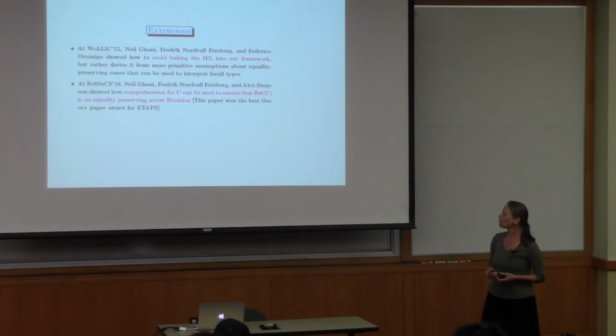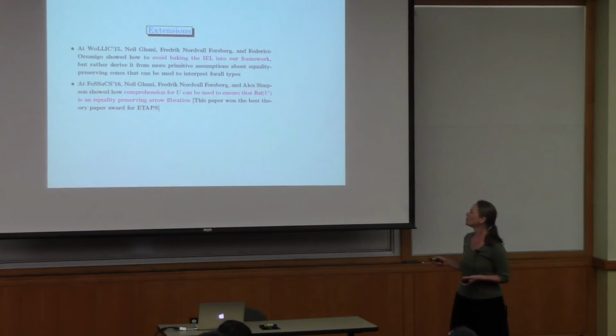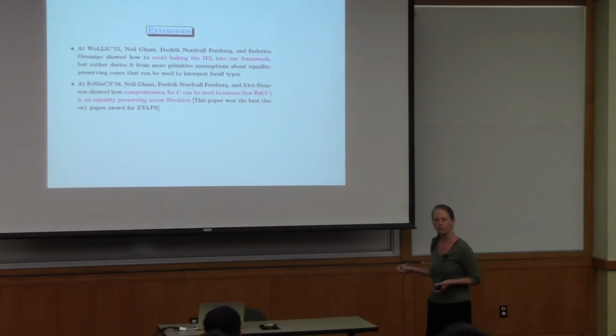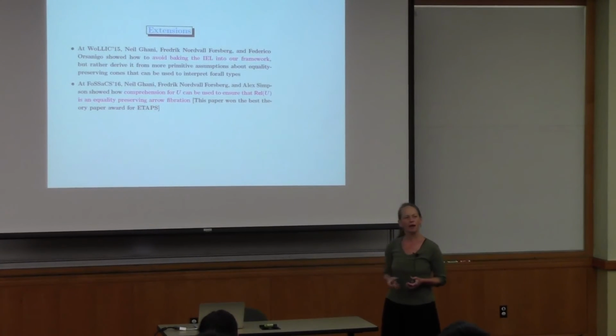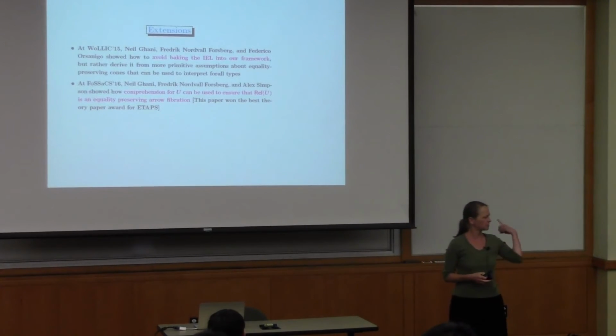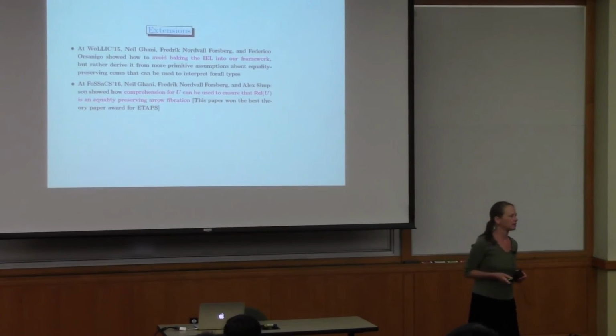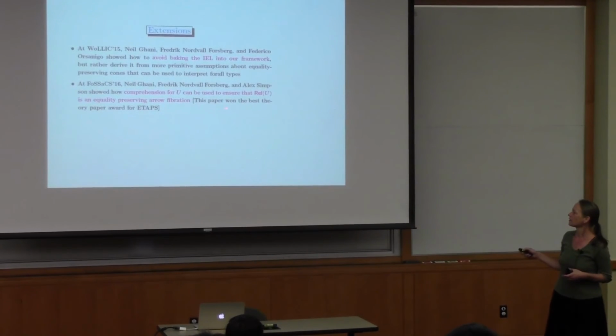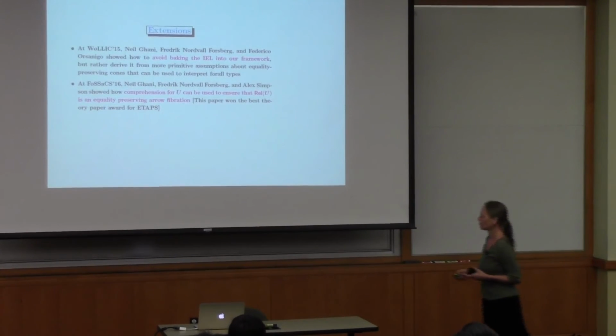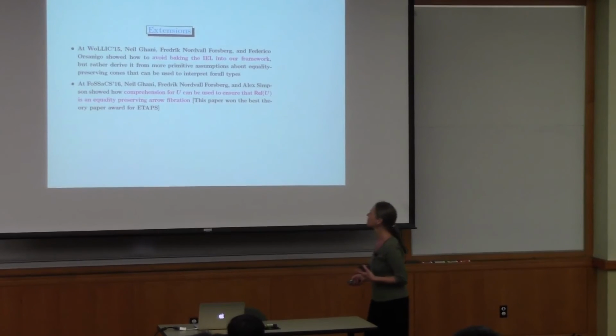If you make rel u from u, then you want rel u always to be an equality-preserving arrow fibration. I just assumed it here. But you might say, I'm making rel u from u, so are there properties of u that will ensure that rel u is an equality-preserving arrow fibration? And the answer is yes, and there's a paper that explores that. And yes, a theory paper did get the best paper award at ETAPS. It wasn't my paper, but still, it's nice.